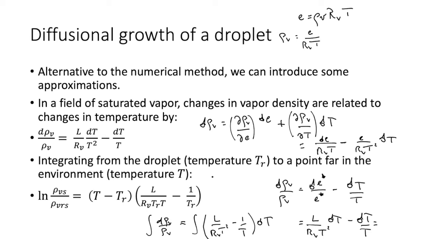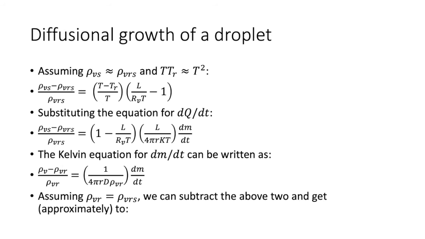If you integrate, we can integrate from the droplet to some point inside of the environment, okay? If you integrate this, you'll get this formula here. We can do some further simplification. We can assume that the density of the vapor close to the droplet doesn't really change much as you move away from the droplet.